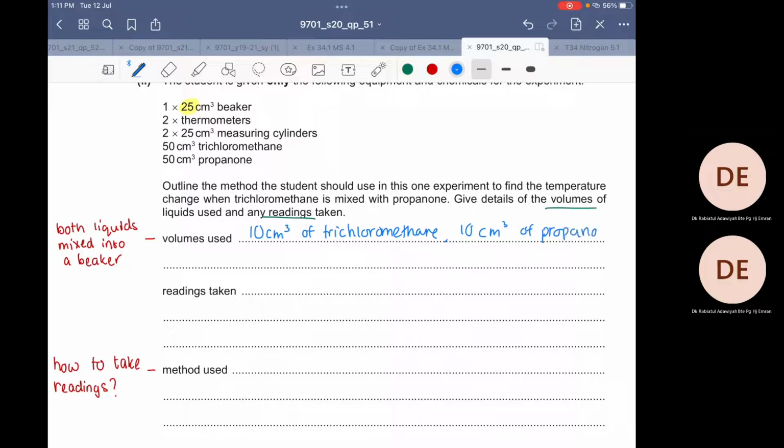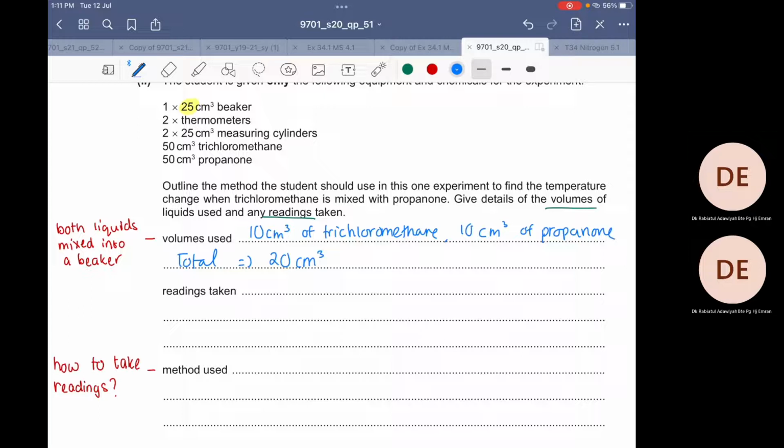So that the total is equal to 20 centimeter cube. Okay, even 20 centimeter cube is already a lot, because otherwise when you stir them, it is highly likely that they will spill out or splash out, right? So if you want to use a smaller volume like 5 centimeter cube, that's fine as well, as long as it's equal.